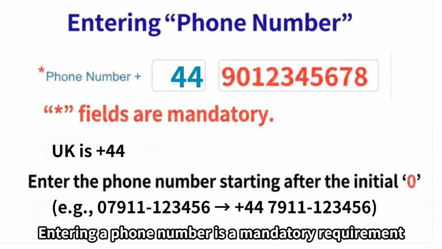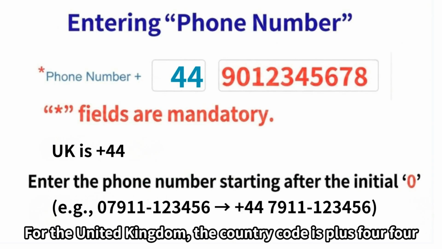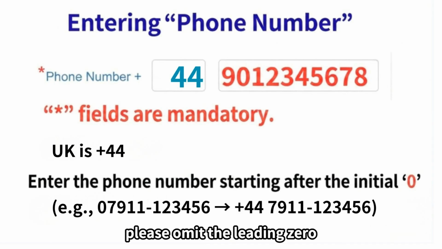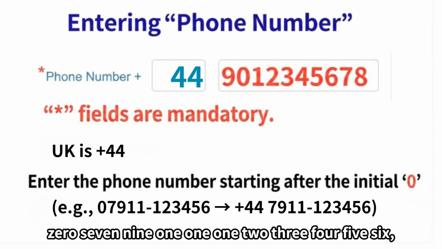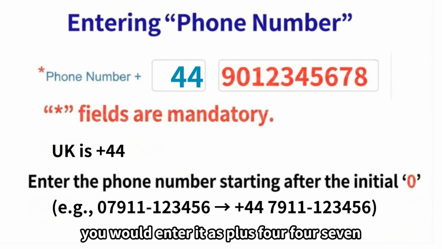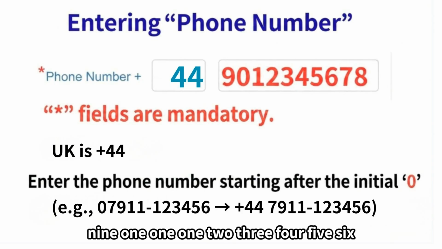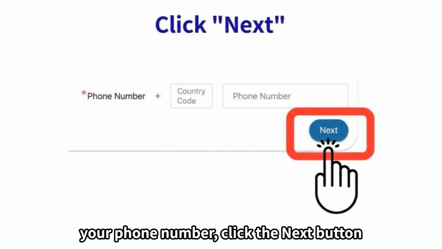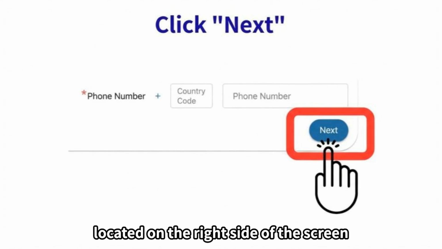Entering a phone number is a mandatory requirement. For the United Kingdom, the country code is +44. When entering your phone number, please omit the leading 0. For example, if your number is 07911123456, you would enter it as +44 7911123456. Once you have finished entering your phone number, click the Next button located on the right side of the screen.